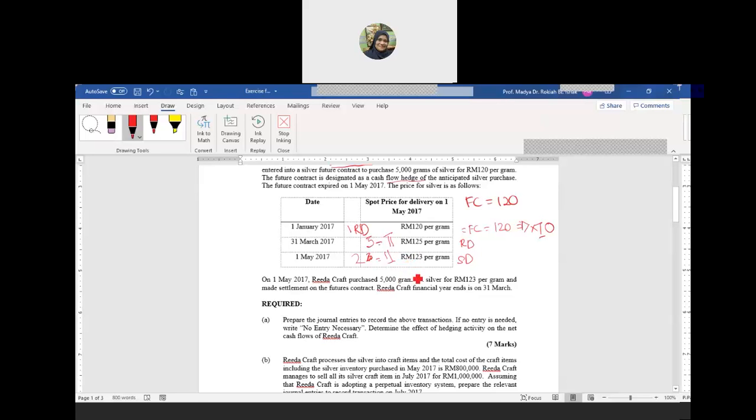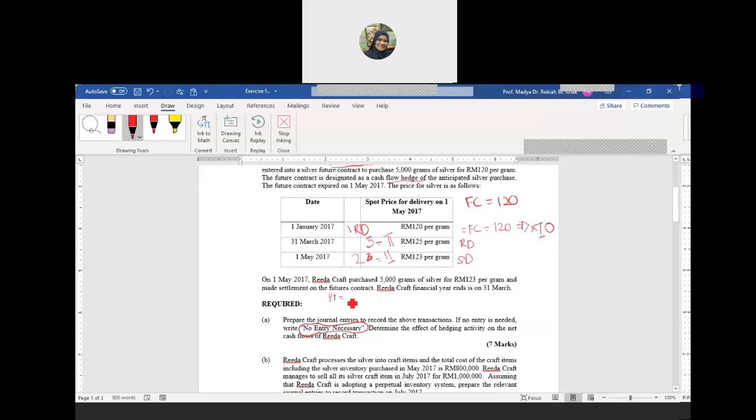For the journal entries, we start with the first one, at the date when you sign the agreement on 1st of January. On 1st of January there is no journal entry, read as no entry necessary. At the date when you sign the contract there is no initial outlay, which means there is no journal entry because you don't make any payment.